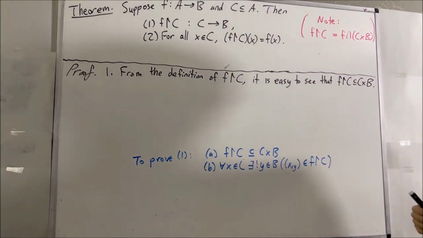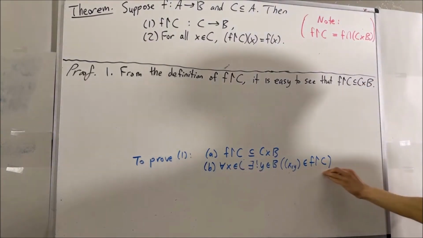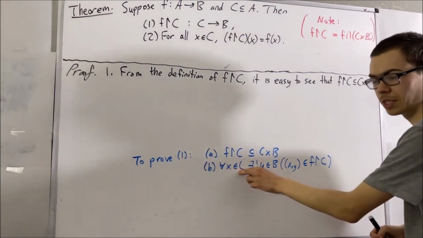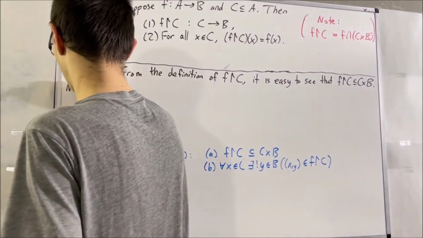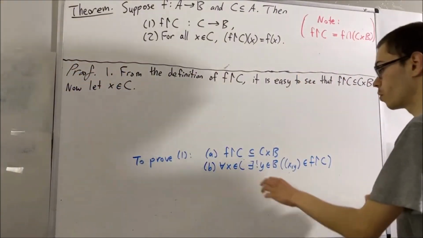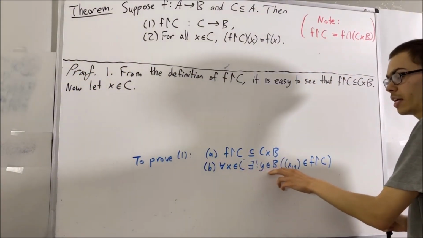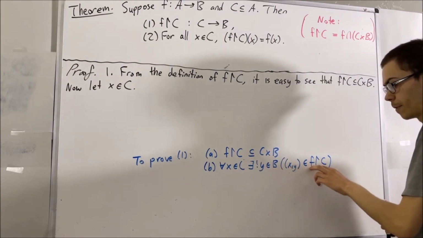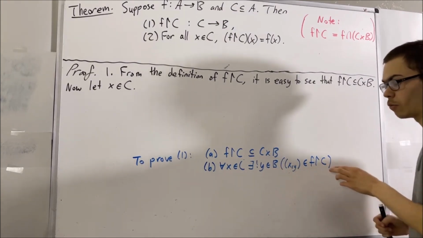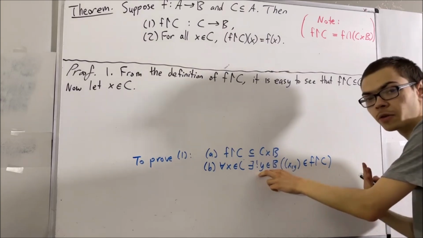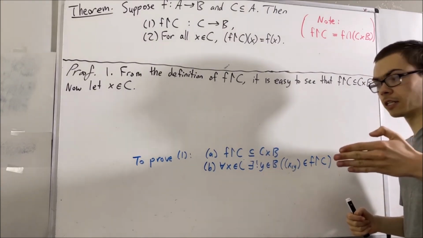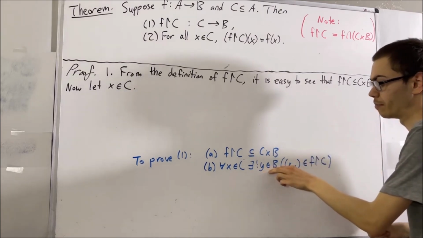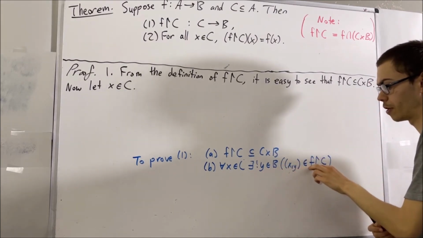So now, all that's left is to prove that this second condition holds. We're trying to prove a statement about every element in C, so give me an arbitrary element of C. I'll call it x. We want to show that there is an element y in B such that x comma y is an element of f restricted to C. And then we want to show that that element y that we found was unique. So first, let's prove existence.